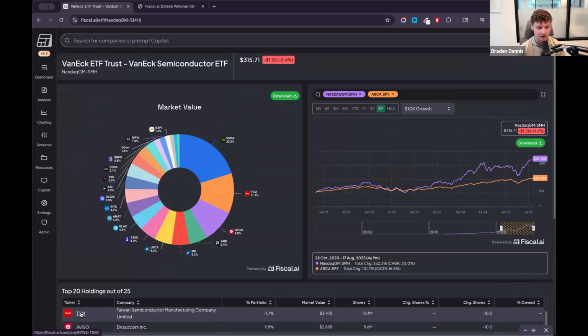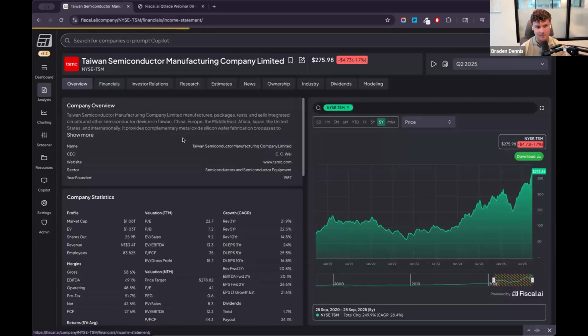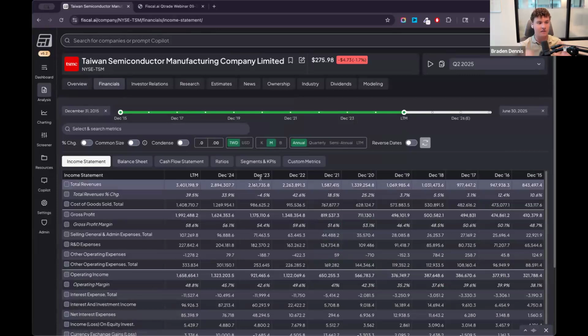And then from there, I see Taiwan Semiconductor is in the ETF, so let me dive into that. I would say it's great for seeing the holdings and getting ideas, and then you go research the company inside of here. That's the main use case for ETFs.